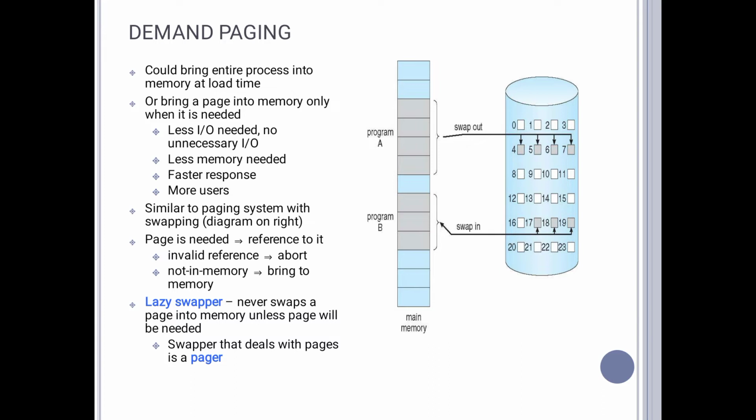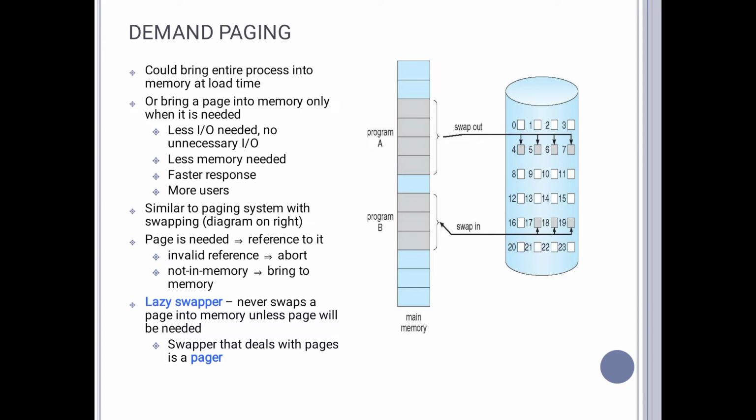An alternative strategy is to load pages only as they are needed. This technique is known as demand paging and it is commonly used in virtual memory systems. With demand paged virtual memory, pages are only loaded when they are demanded during program execution. So pages that are never accessed are thus never loaded into physical memory. Okay, so a demand paging system is similar to a paging system with swapping.